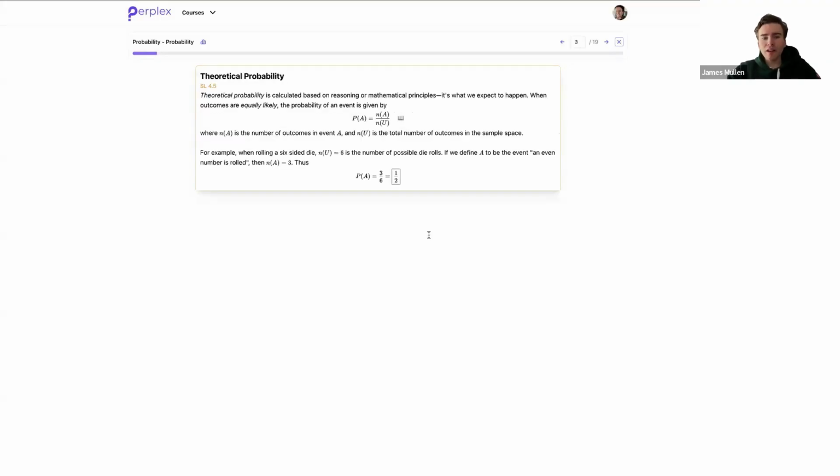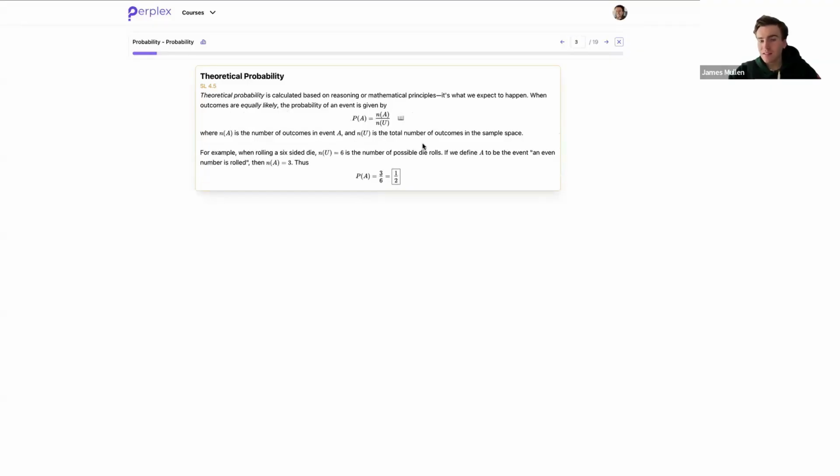So theoretical probability is calculated based on reasoning or mathematical principles. It's about what you expect to happen, given what you know about what could happen and the likelihood of those things happening. So, if you have outcomes that are equally likely, then the probability of an event is given by, let's say, P of A is equal to the number of ways that A can happen divided by the number of outcomes that there are total.